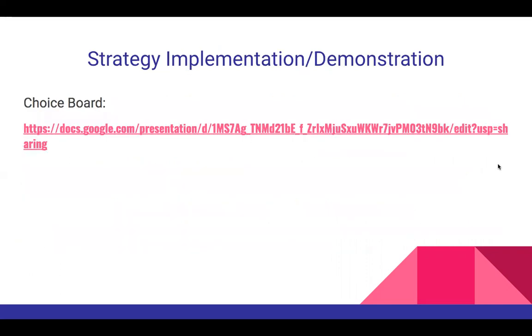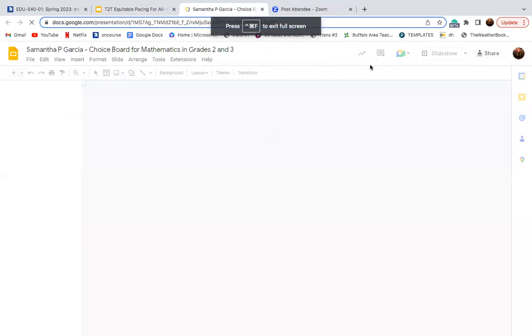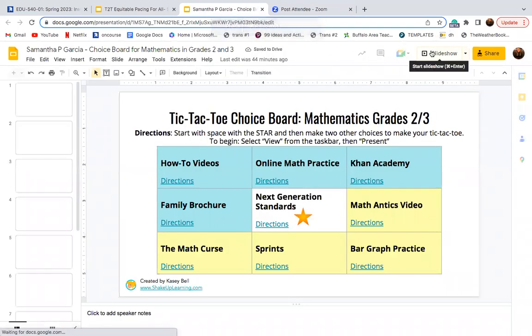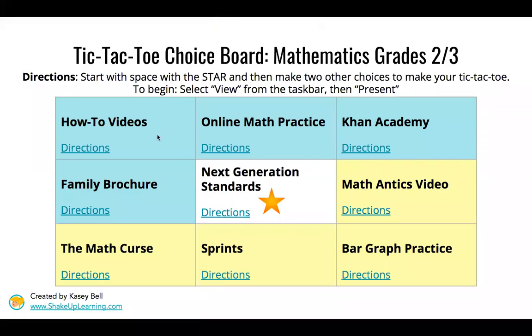So, okay, here's the example of my choice board. I made this during my undergrad program. And after looking at the list of implementations for this strategy, I thought that this would be a great example. So, I'm just going to show it to you quick. This was made for grades 2 and 3. It's a tic tac toe choice board. This was shown to me by Dr. Cynthia Smith at Fredonia. I had her for my mathematics methods class. Not sure if anybody is aware of her, but she's a great, great professor.